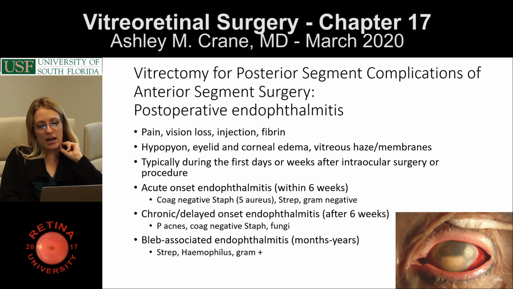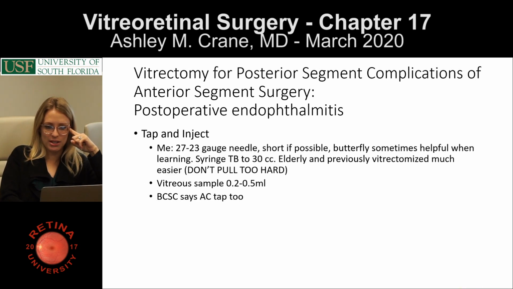Chronic or delayed endophthalmitis after 6 weeks can be P. acnes, which is the famous one you'll see on the boards. Fungi can be as well, and coag negative staph is also listed in your book. Bleb associated endophthalmitis, which is probably the worst, that and traumatic are the nastiest endophthalmitis, is oftentimes strep, Haemophilus, and gram-positives.